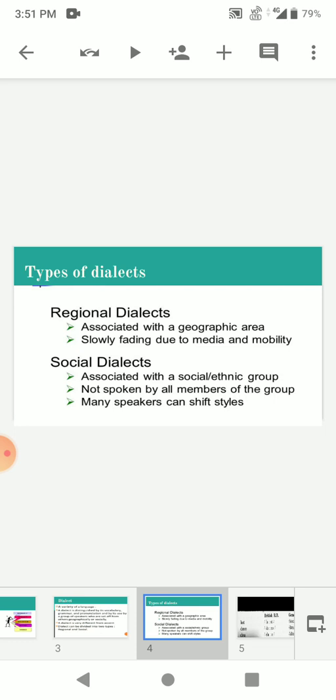What are social dialects? Social dialects are associated with a social or ethnic group. These are not spoken by all members of the group. For example, people from the same region may differ by class and position among them. Even if they belong to the same place, we will find differences in pronunciation, vocabulary, and grammar. These are called social dialects, and people can shift from these dialects.